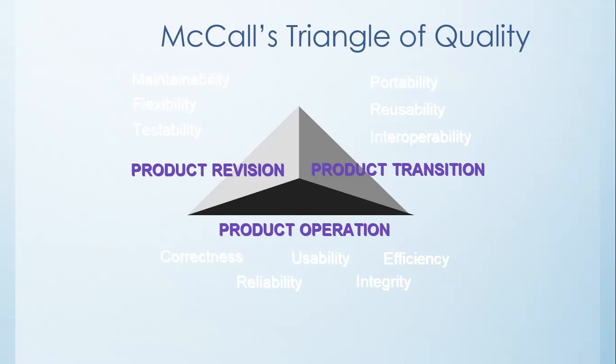McCall actually proposed a triangle of quality. This triangle has at the three sides the product revision. These are the three states of a product. Say, you're either revising the product, you're transitioning the product, or you're operating the product. So the simplest one that we know about is the operating of the product. So when a product is operating, it usually talks to whether it's correct, if it's usable, how efficient is it, reliable, is secure and has good integrity. So that's operation of product.